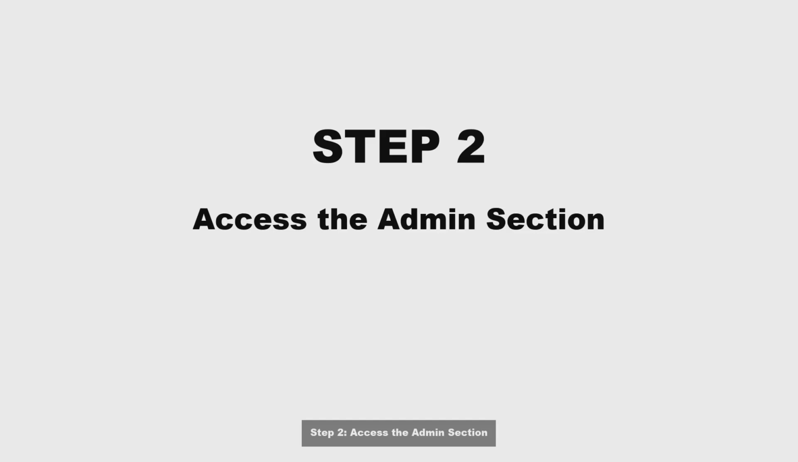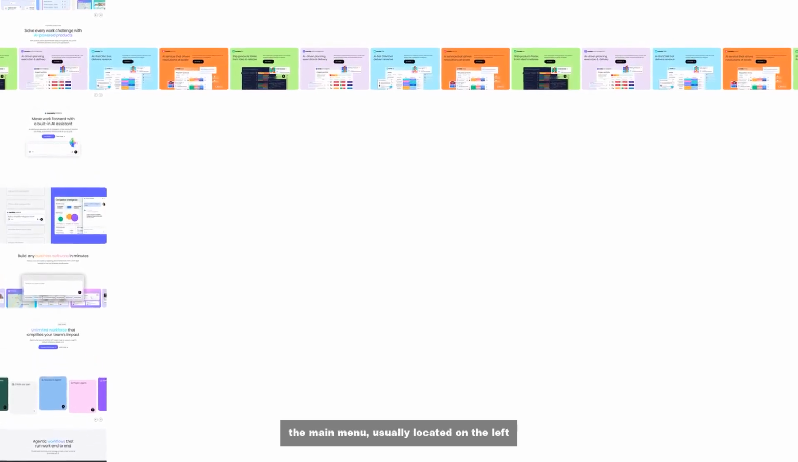Step 2. Access the admin section. Once logged in, navigate to the admin section of your account. You can find this option in the main menu, usually located on the left side of the screen.